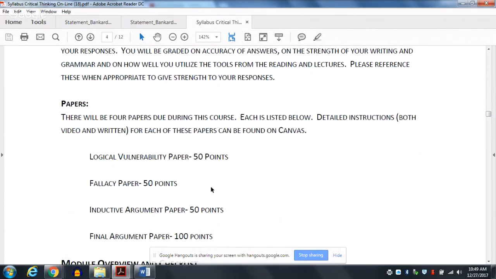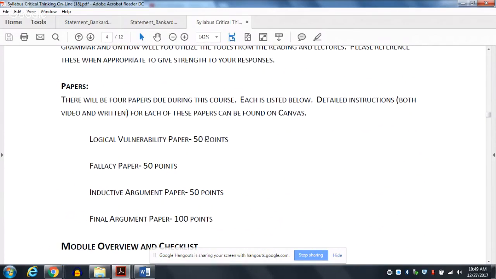There's a logical vulnerability paper. The instructions are on Canvas. There are written instructions on Canvas as well as video instructions on Canvas. The logical vulnerability paper ultimately is looking for you to point out where is an area where you are closed-minded. Where is there an area where you have a hard time listening to the other side? So some people say, well, I am pro-death penalty, and I just can't understand why anyone would be opposed to the death penalty, right? So you would want to identify you being closed-minded to the death penalty as a logical vulnerability. I don't want you to look at shallow things here.